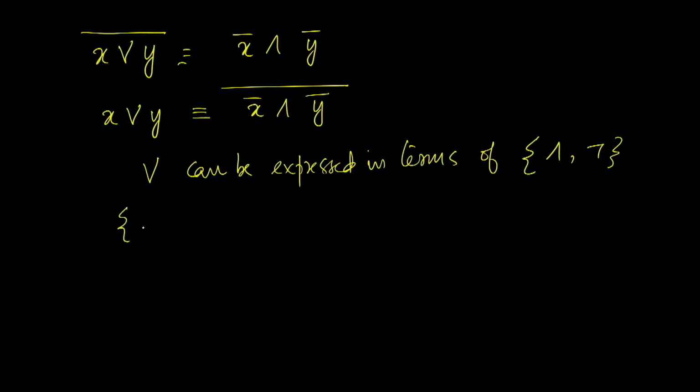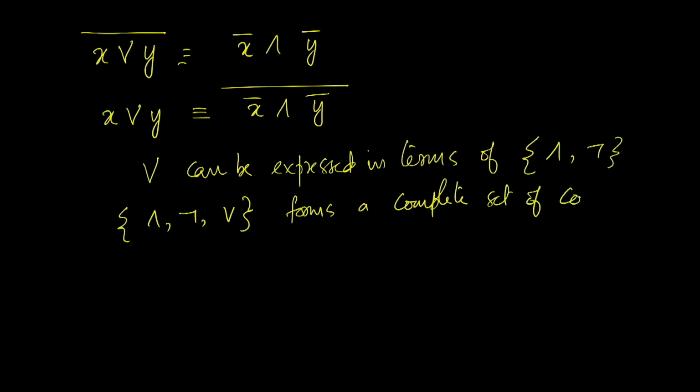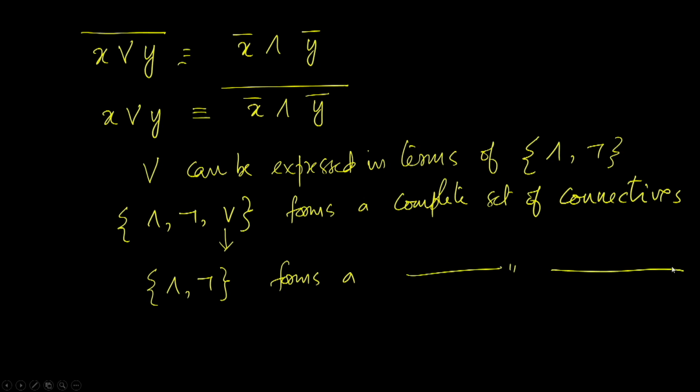Now we know that and, negation and or together form a complete set of connectives. And here we find that or can be synthesized using and negation. So or is not indispensable here. Therefore, we find that and negation together forms a complete set of connectives. So this is a complete set of connectives as well.